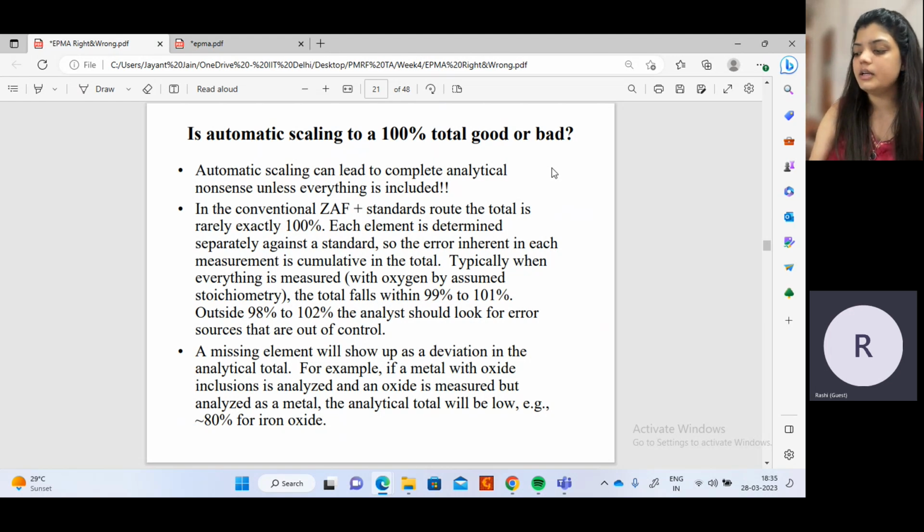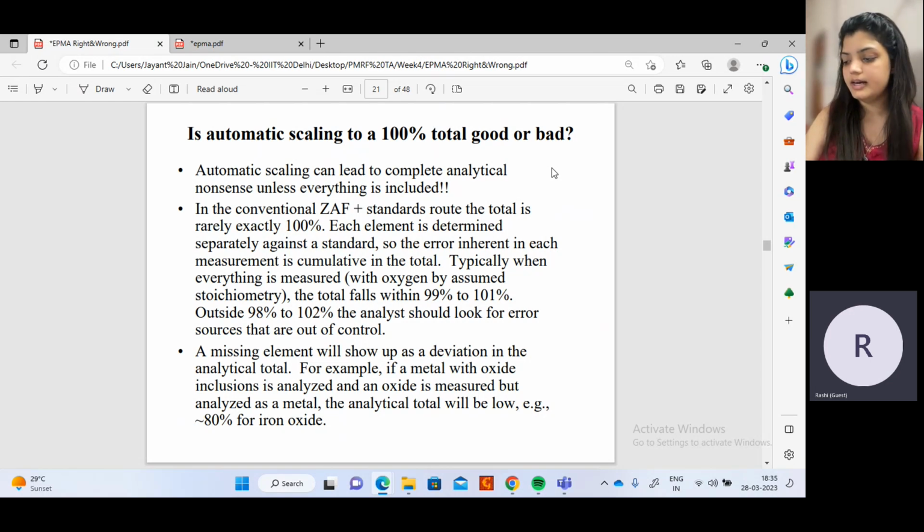Correct. Each element is determined separately against the standard, so the error inherent in each measurement is accumulated in the total. Typically, when everything is measured with oxygen by assumed stoichiometry, the total falls within 99 to 101%. Outside 98 to 102, the analyst should look for error sources that are out of control. A missing element will show up as a deviation in the analytical total.